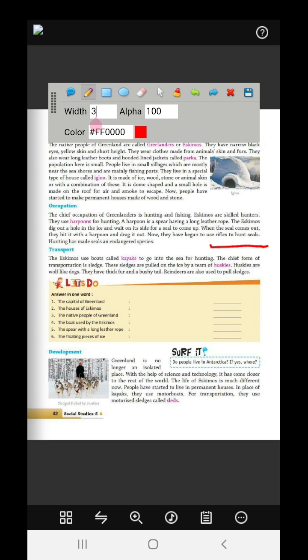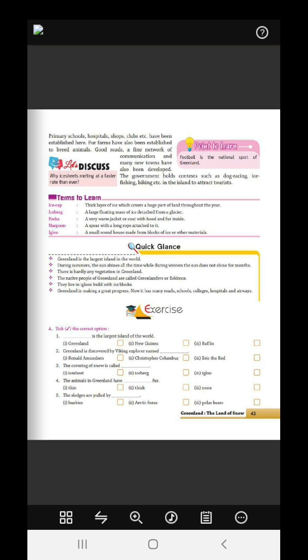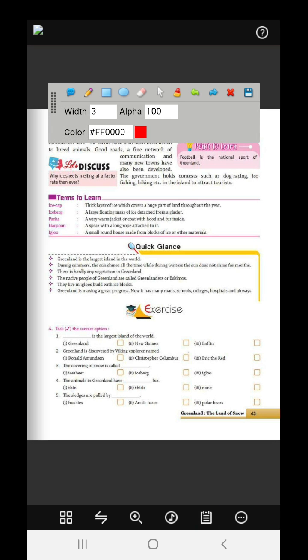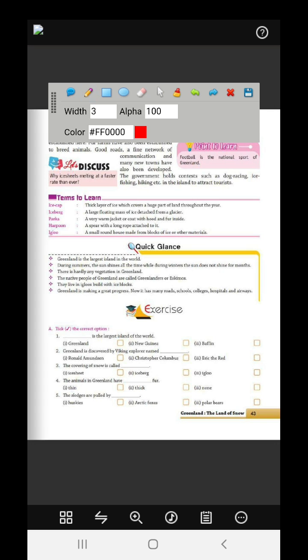Now they have more places to go, and therefore, like the rest of the world, it has also shown development in primary schools, hospitals, shops, clubs. They have been established here. Farms have also been established here to breed animals. Good roads, a fine network of communication, and many new towns have been developed. The government holds contests such as dog racing, ice fishing, hiking, etc. to attract tourists. Mainly tourism and all the hunting and fishing is done here.